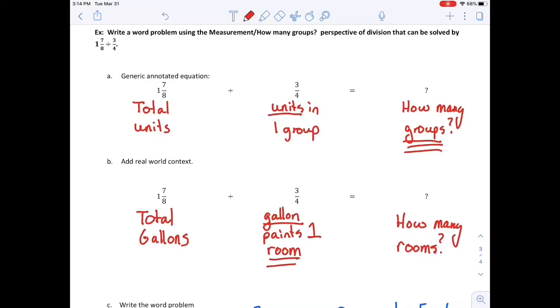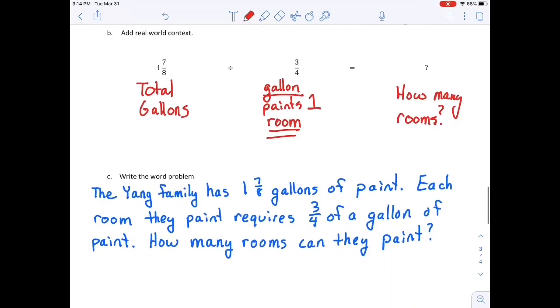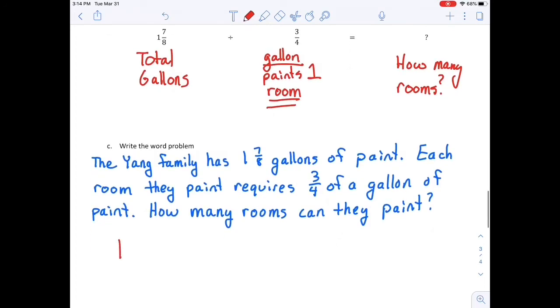All I need to do now is make this into a story where I have some number of gallons. I know that 3/4 of a gallon paints one room, and then I ask how many rooms. The Yang family has 1 7/8 gallons of paint. Each room they paint requires 3/4 of a gallon of paint. How many rooms can they paint? So this becomes 1 7/8 divided by 3/4 will answer the problem.